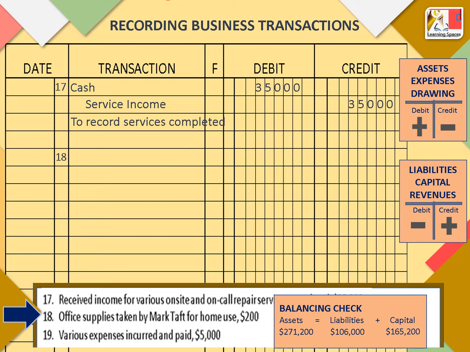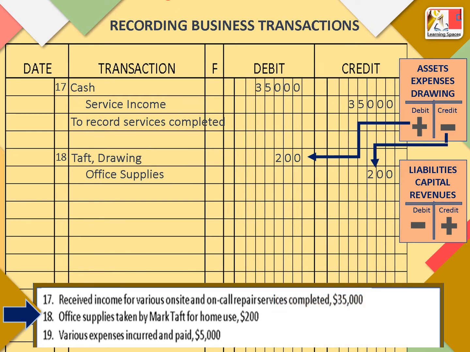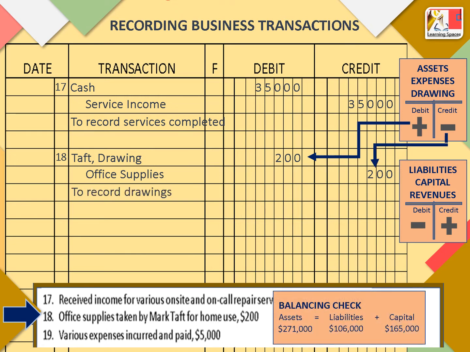Charging forward to the transaction on March 18. Office supplies worth $200 are taken by Mr. Taft for his personal consumption. This case will decrease his capital, but we shall use the account, Taft, drawing, to record the decrease. The drawing account will eventually decrease the capital account.